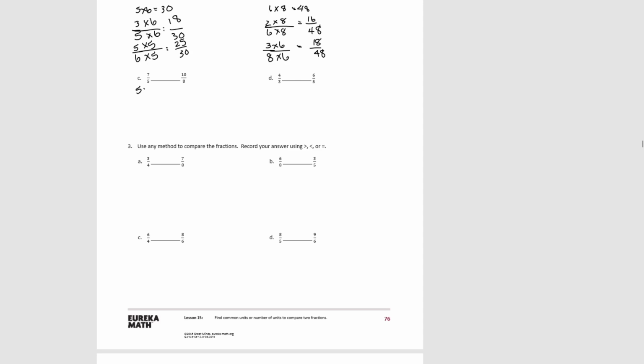Okay, here our new denominator would be 40. So 7/5 times 8 would give us 40ths, would be 56/40ths. And for 10/8, to get us 40ths, we'd multiply by 5, and we get 50/40ths. 56/40ths is greater than 50/40ths, so 7/5 is greater than 10/8. And try D.